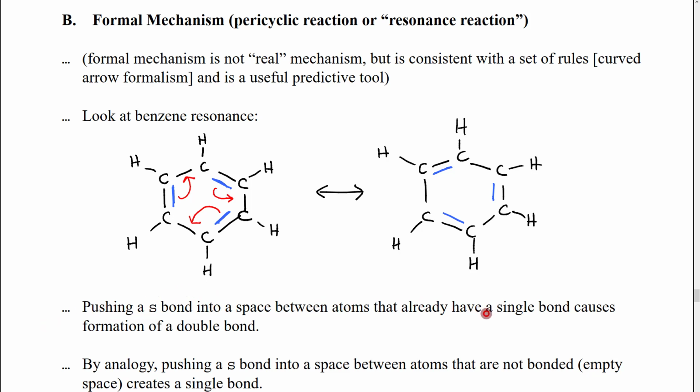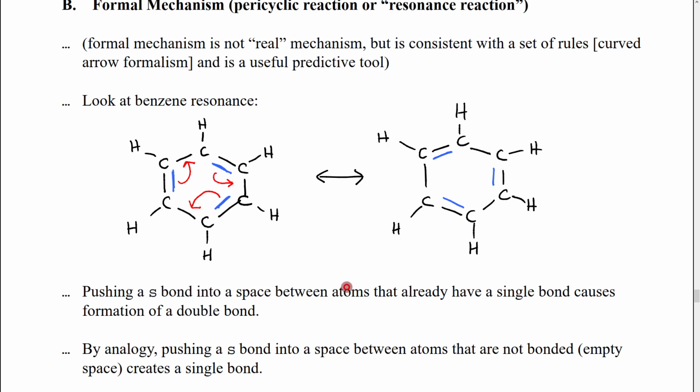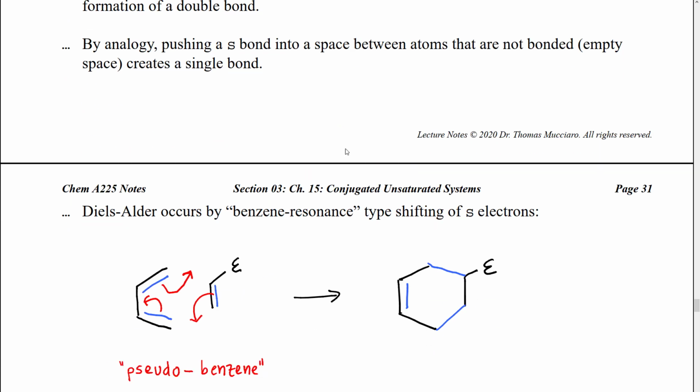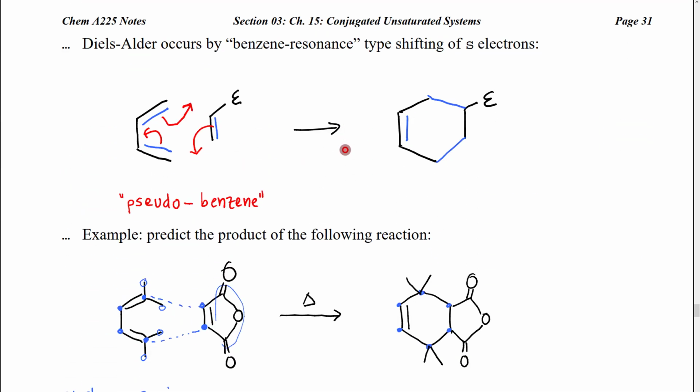So pushing a pi bond into space between 2 atoms that have a single bond causes formation of a double bond. And so if you think about it, if we took a pi bond and put it into a space between 2 atoms where there was not already a bond, then it would form the first single bond. So that's what's happening in our Diels-Alder.